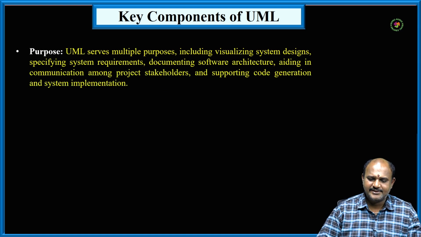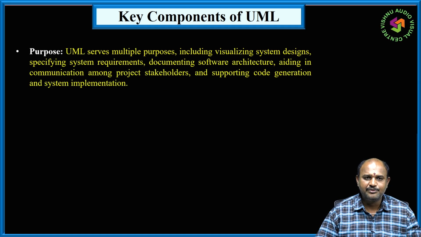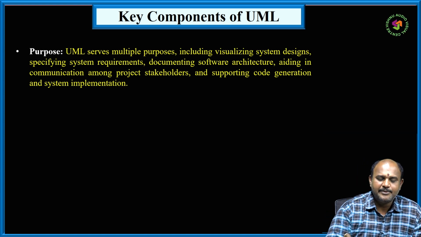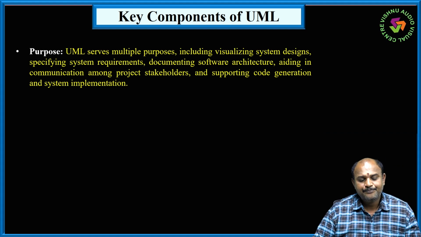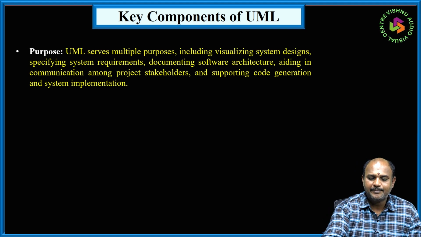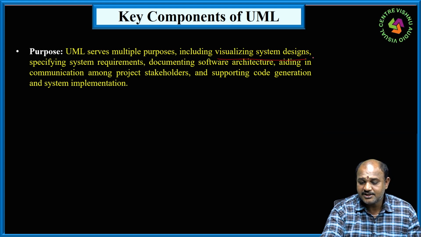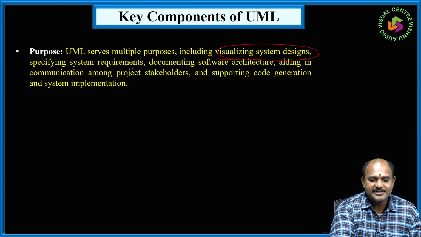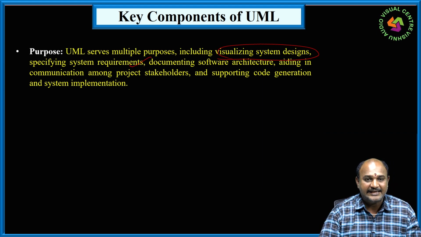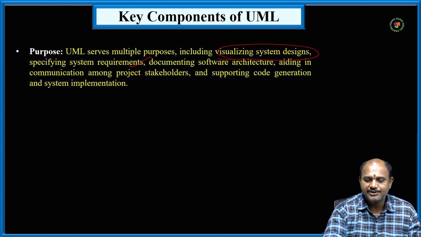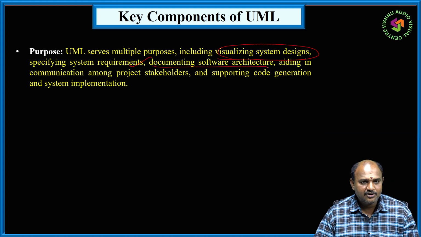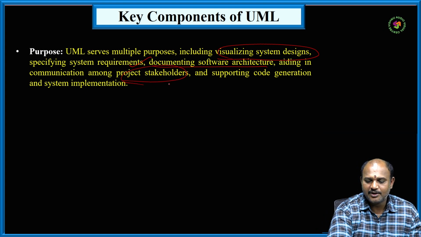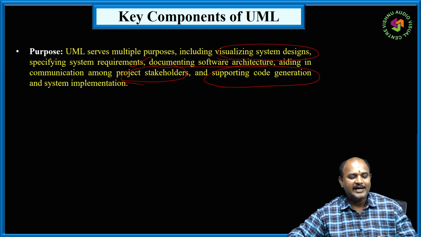Next one, the purpose. Basically, what is the purpose we are going to develop? Already I discussed what is the purpose of this. The purpose of UML is multiple, including visualization of the system design, specifying system requirements, what requirements are needed, and documenting the architecture. It is also used for communication between the project stakeholders and supporting code generation and system implementation.